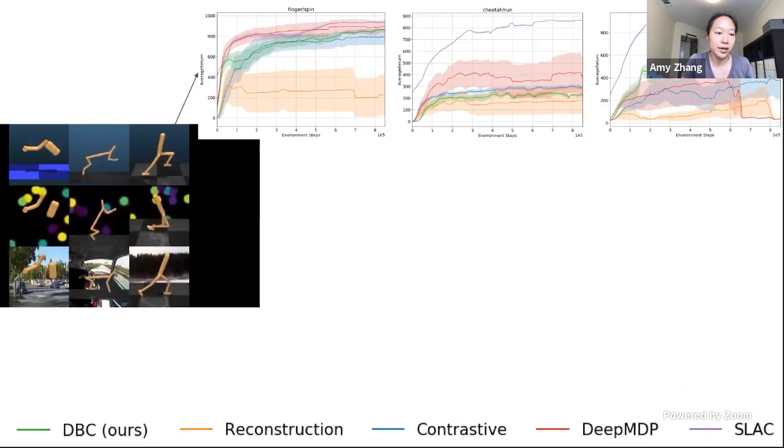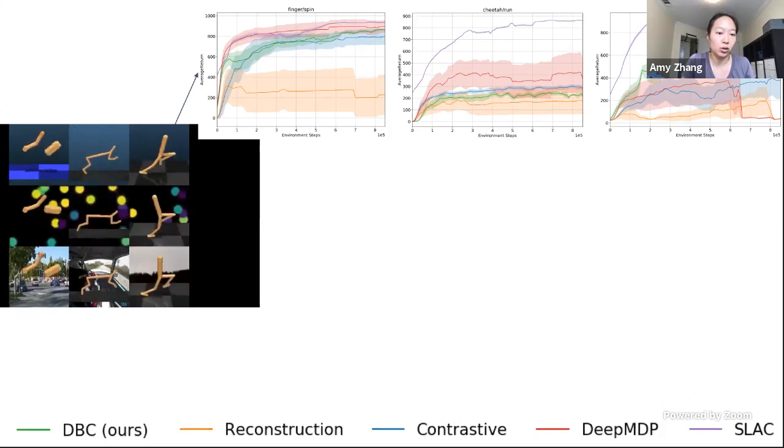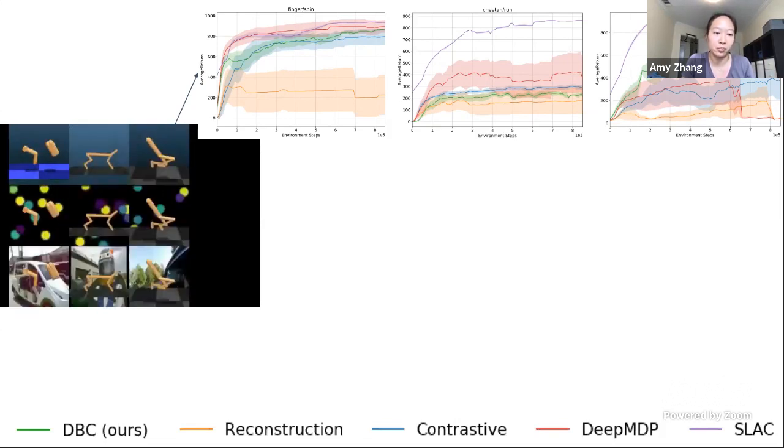And we compare against a bunch of different baselines. In orange, we have a reconstruction-based method, which is using a pixel-wise loss, so we're not losing any information about the background. We also compare against contrastive loss.